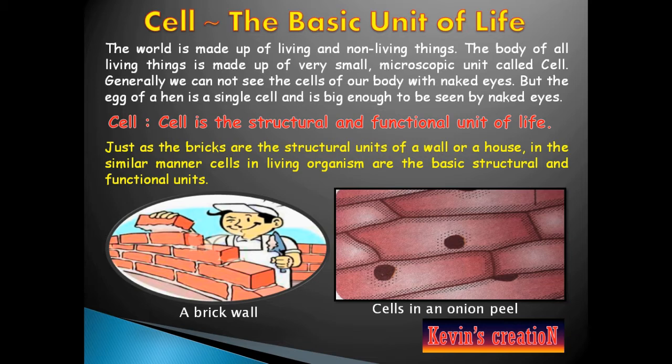Here in these two pictures, you can see a wall is there, and the smallest thing used here is the brick. The other diagram is the onion peel. If you observe it under the microscope, you will see the cells like this. This structure is called the nucleus of the cell.